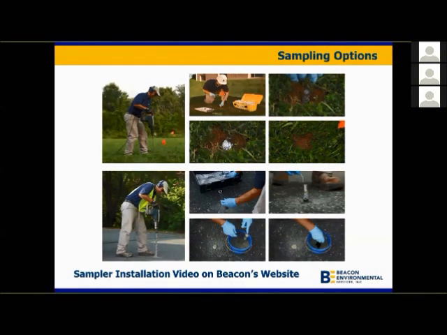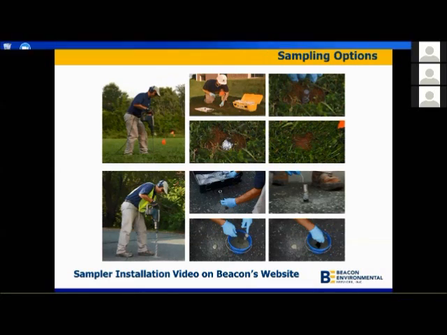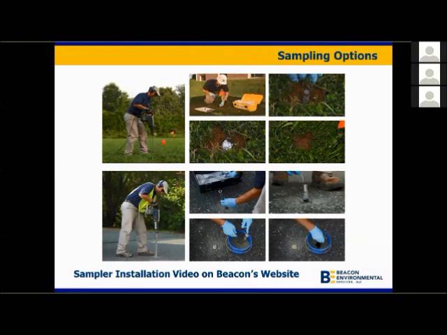To install samplers, it's very straightforward. Using simple hand tools, we recommend using a hammer drill with small diameter drill bits, typically 1.5 inch diameter down to a 1/2 inch diameter, where you're creating holes as shallow as 1 foot down to 3 feet. And it can be used both in grass covered areas as well as through asphalt and concrete. For more detailed procedures, you can go to our website where you see full videos showing the installation procedures.